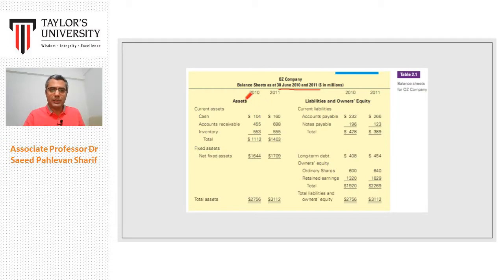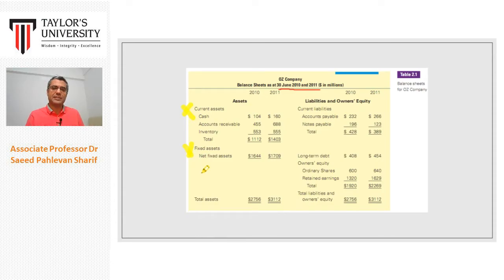And here, as you can see, for the assets, in a balance sheet, we have grouped them into two categories: current assets and fixed assets. Current assets means assets that their life is shorter than 1 year. Actually, 1 year is the threshold in finance to say something is short-term or long-term.